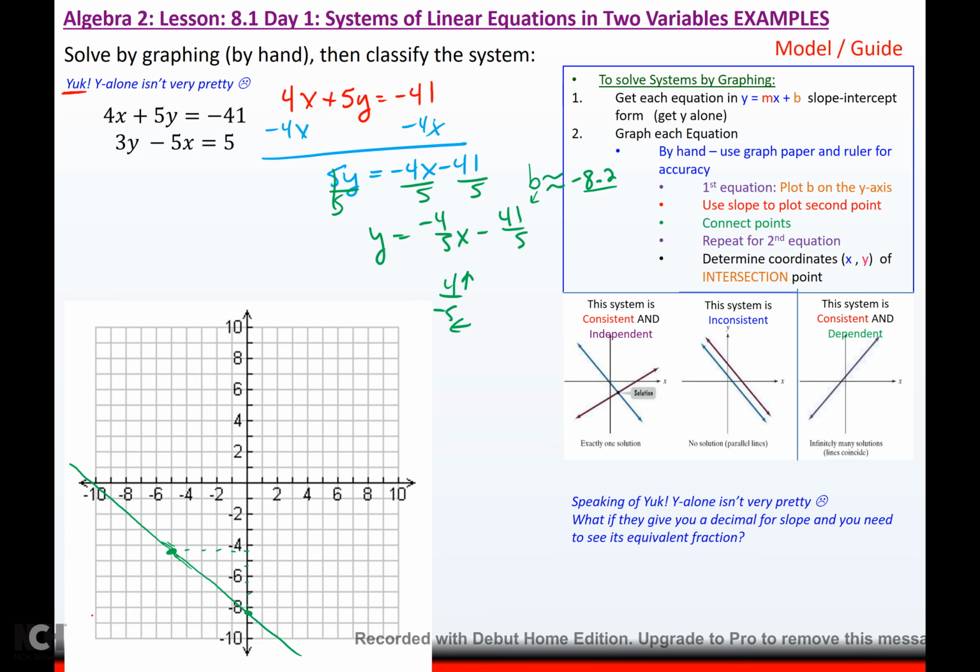And to get my second line, 3y minus 5x equals 5. Add 5x. 3y equals 5x plus 5. Divide by 3. And I get y equals 5/3 x plus 5/3. I gotta go find my babe. All right, but where the heck is 5/3? Well, I type it in a calculator, and that's approximately 1.7.